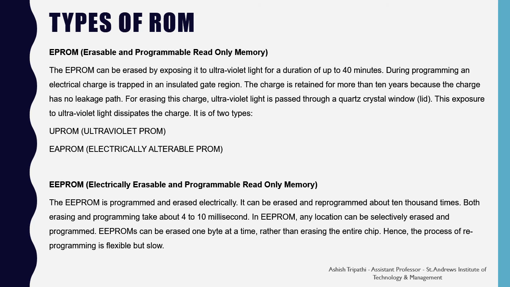The EEPROM is a memory that is programmed and erased electrically. It can be erased and reprogrammed about 10,000 times. Both erasing and programming take about 4 to 10 milliseconds. In EEPROM, any location can be selectively erased and programmed. EEPROMs can be erased one byte at a time rather than erasing the entire chip. Hence, the process of reprogramming is flexible but slow.